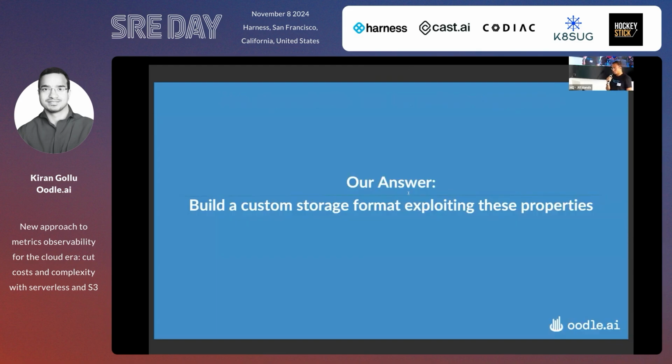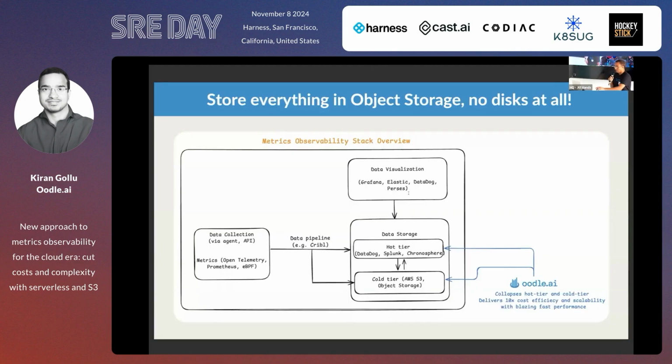We built a custom storage format exploiting these properties and built it on top of object storage. You saw this diagram before. Earlier, there were tools that were splitting the data between hot tier and cold tier. The moment it goes to cold tier, you cannot access it anymore, you cannot query it, or it takes much longer to query it. What if you were to collapse it all, make it one thing, and then make the queries fast? It's almost like making your observability commoditized.